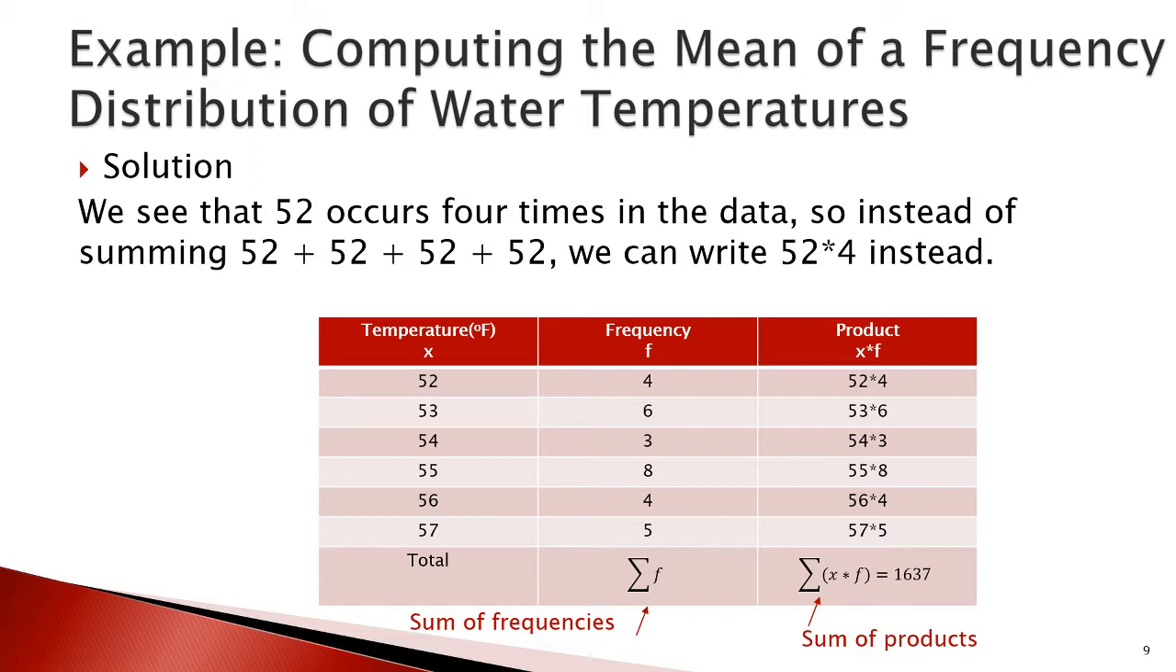So what we need to do to calculate the mean is first calculate the product of x and f. For example, for temperature 52, we need to multiply 52 by 4. Likewise, we are going to multiply each and every x by its respective f value. As you can see here, the summation of x multiplied by f is 1637.